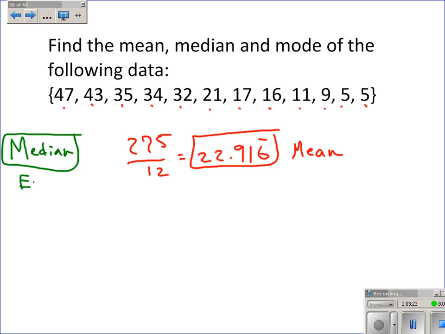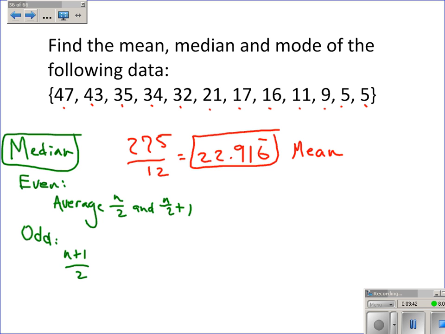Now, if there's an even set of numbers, you will average the n over 2 and n over 2 plus 1 numbers. Okay. If there's an odd set of numbers, you will take the n plus 1 over 2, that number. Okay, so in this data set, there are an even number of numbers. There are 12 numbers, and so I'm going to find the 6th and the 7th. I'm going to average those numbers. So I'll start from here. 1, 2, 3, 4, 5, 6. 6th and the 7th, these two, and I get 19. Is 21 plus 17 divided by 2 is 19.